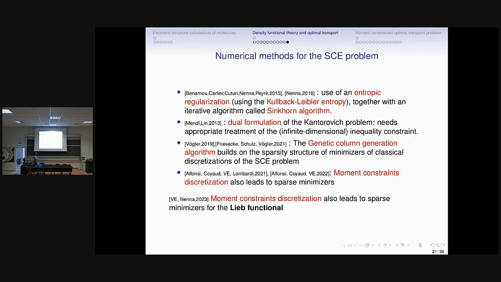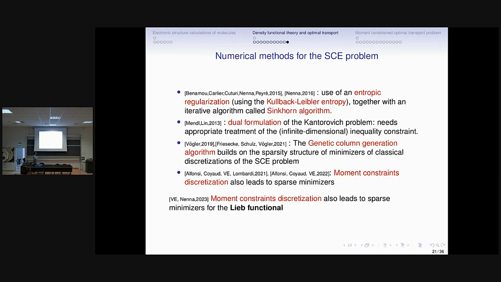There are lots of people who have considered different ways to circumvent this curse of dimensionality. Some methods rely on the entropic regularization of optimal transport problems, mostly algorithms dealing with the classical optimal transport problem. There are also approaches that build on a method called genetic column generation algorithms, developed mainly by collaborators of Gero Friesecke. And here, with Luca and others, what we tried was to offer an alternative point of view to build numerical approximations of these two quantities, quantum and classical optimal transport, which avoids this curse of dimensionality and relies on moment constraints.